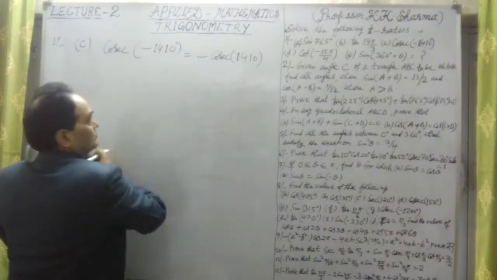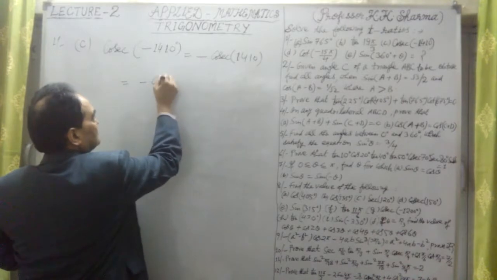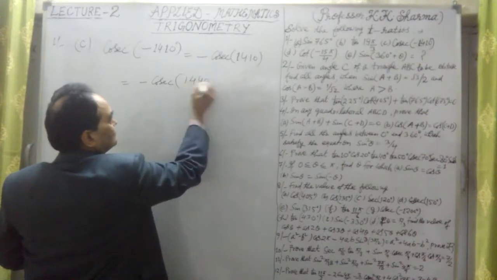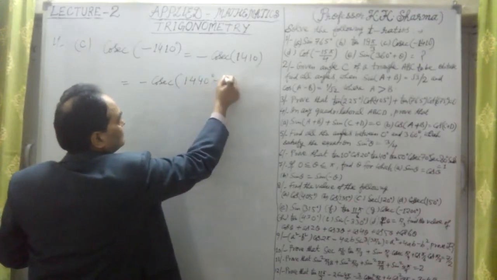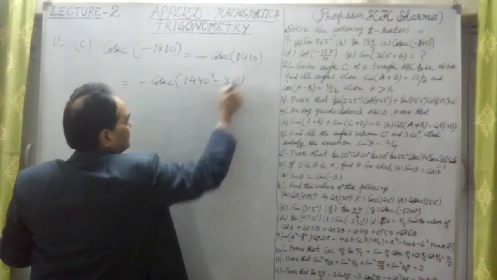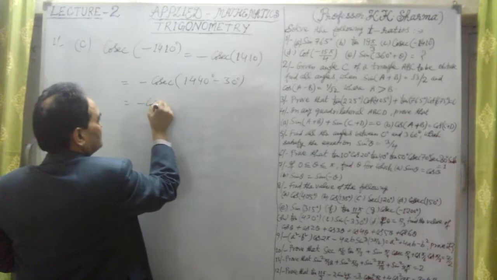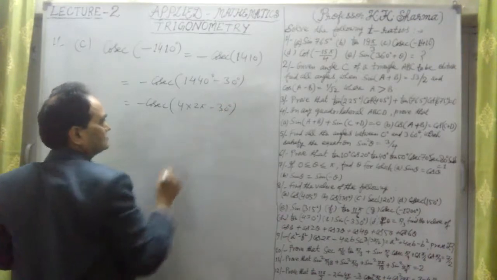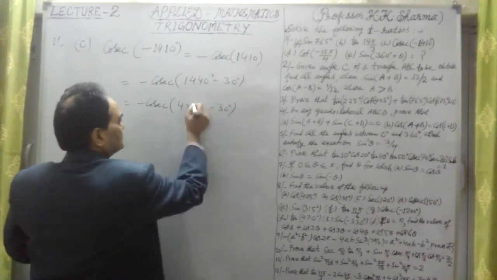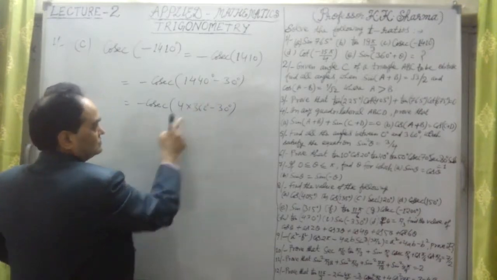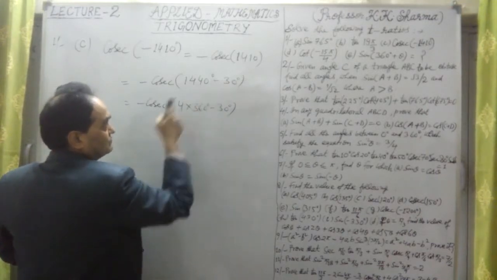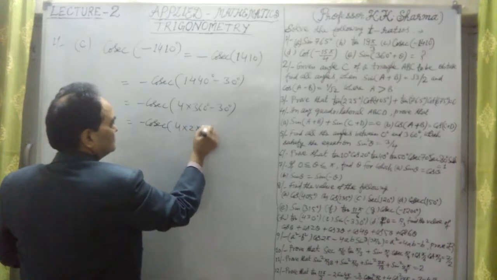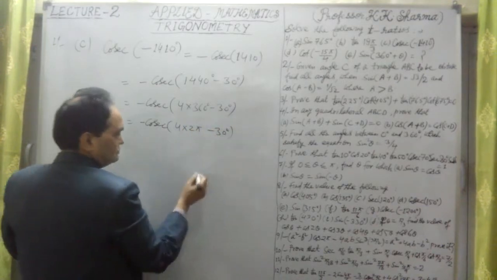So this is what we just found: minus cosec of 1440 degrees minus 30 degrees, that is minus cosec of 4 into 2 pi minus 30 degrees. First we write 360 degrees; 1440 minus 30 means 1410. Now this is the same formula.